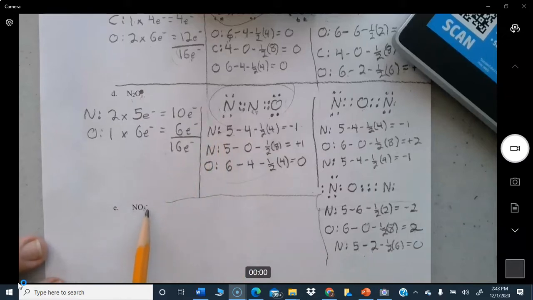Okay, let's look at NO3 minus. This is an ion. So you have 1 nitrogen with 5 valence electrons. And then you have just the additional electron for the negative charge there. That gives you 24.